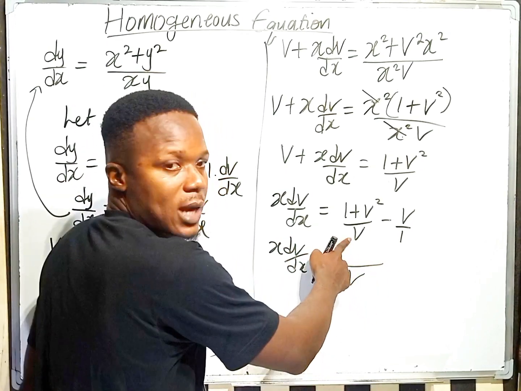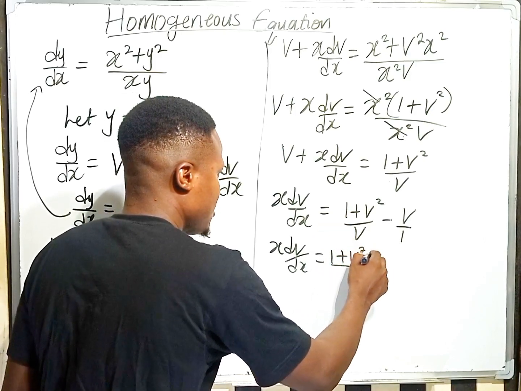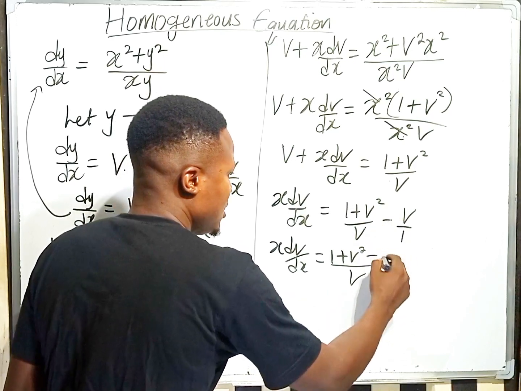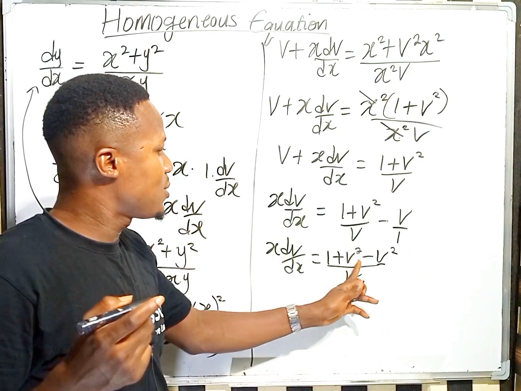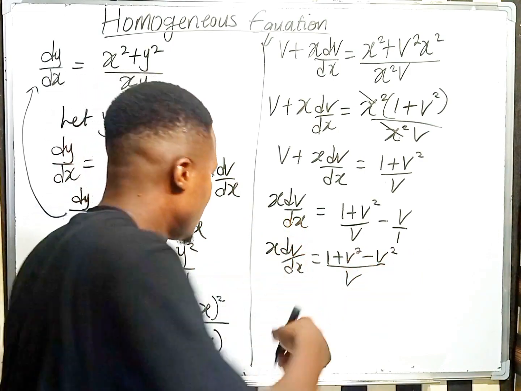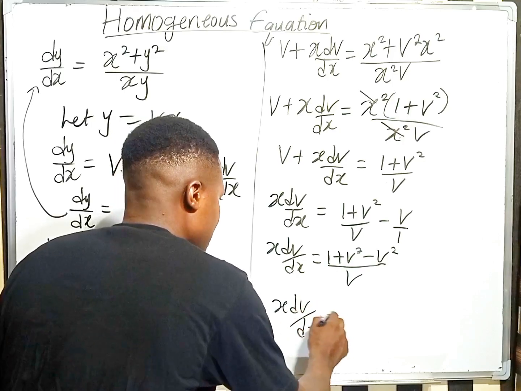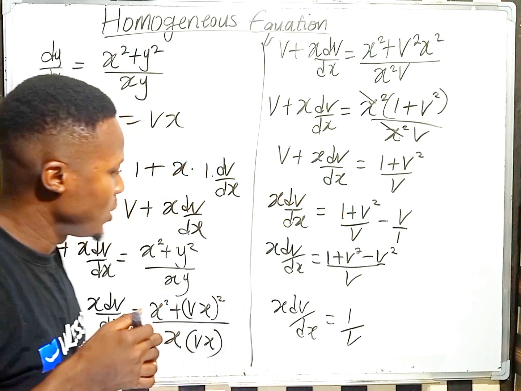V divided by v is 1. 1 times this will give us 1 + v² − v divided by 1, which is v. v times v is v². So without wasting time, v² minus v² has gone, leaving us with x dv/dx equal to 1 over v. That is the stage we are now.